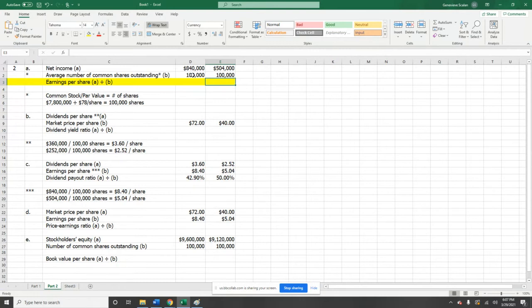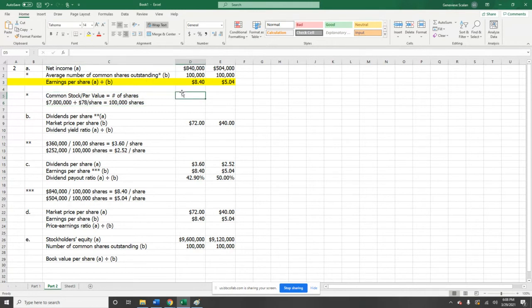We've got our earnings and our number of shares, so we just divide them. For the current year, that's net income divided by our 100,000 shares, so $8.40. For the previous year, net income divided by the shares is $5.04. And how I got the number of shares was I took my common stock and divided it by the par value.